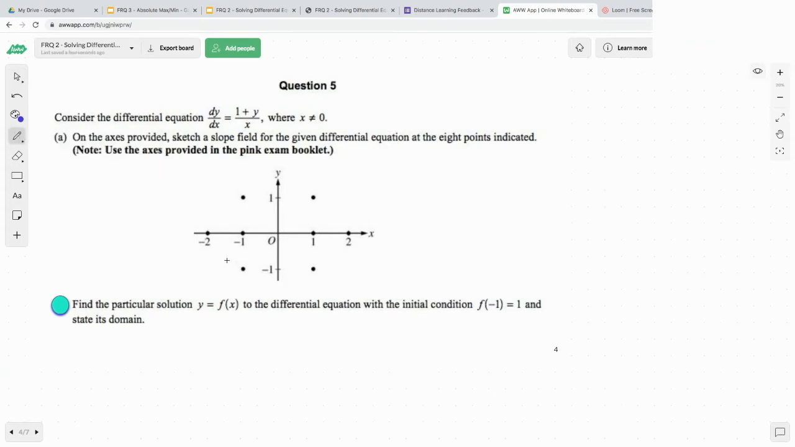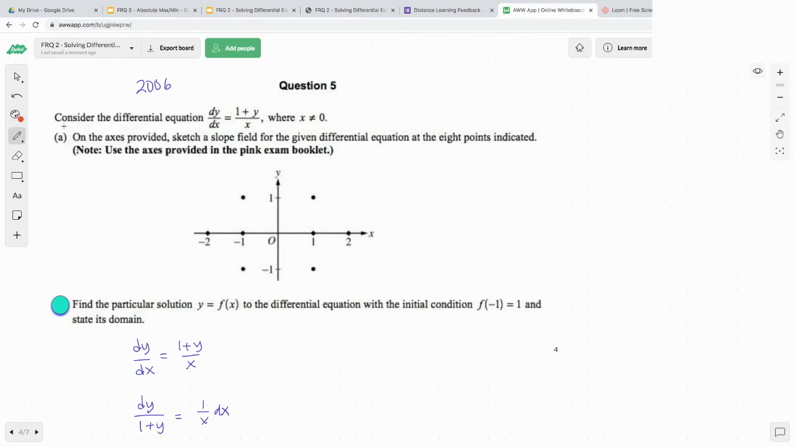This is question 5 from the 2006 exam. Find the particular solution to the differential equation with the initial condition f of negative 1 equals 1 and state its domain. Don't forget to state its domain because it is asked of you. So let's write our differential equation here again. 1 plus y divided by x. So separate the variables. It's going to be dy over 1 plus y equals 1 over x dx.